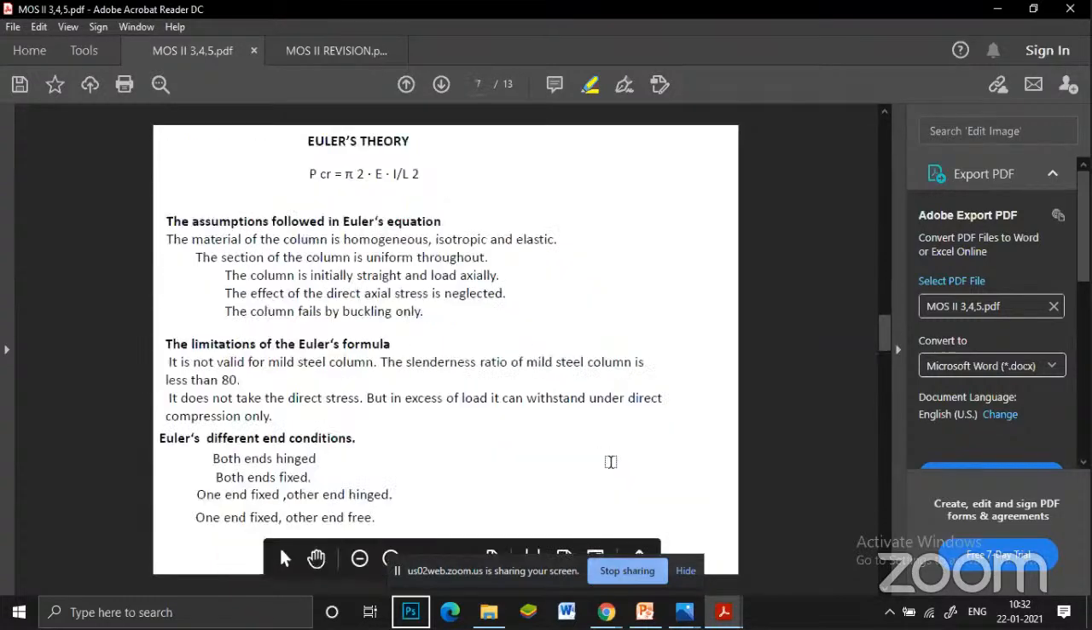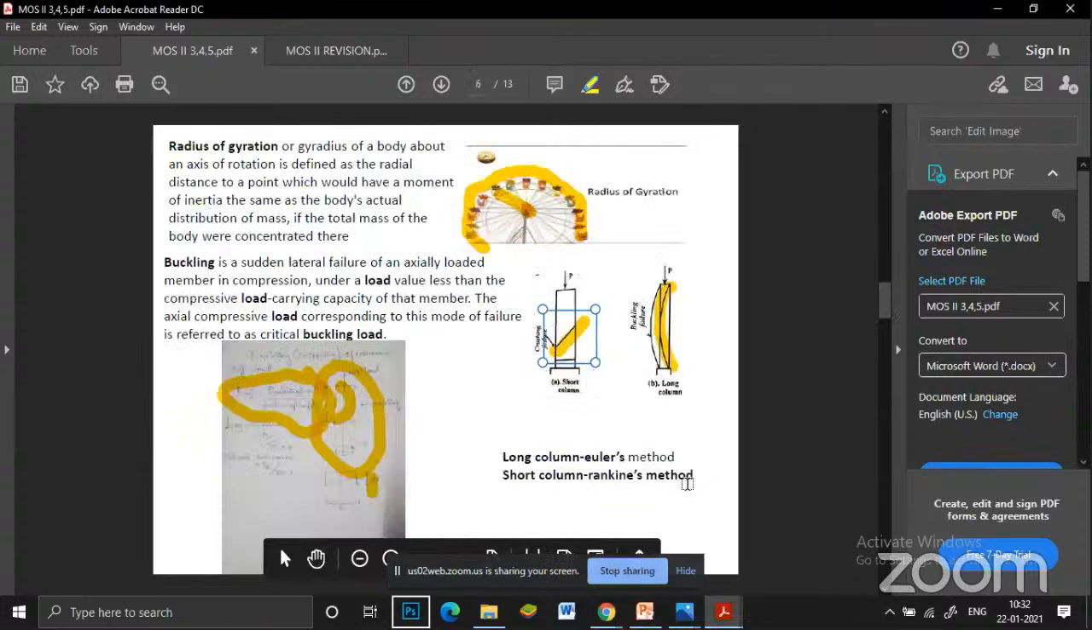They might also ask a question like this: Euler's method prefers what type of column? Long column. Rankine's method prefers what type of column? You must know: short column. Don't get confused. Keep this in your mind. Then the formula P safe is equal to buckling load divided by factor of safety. Don't forget this.